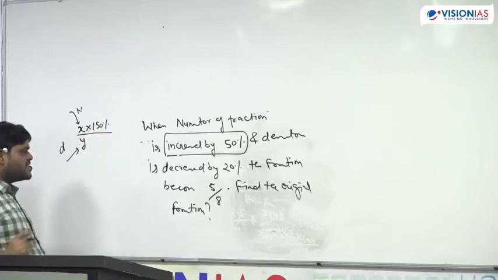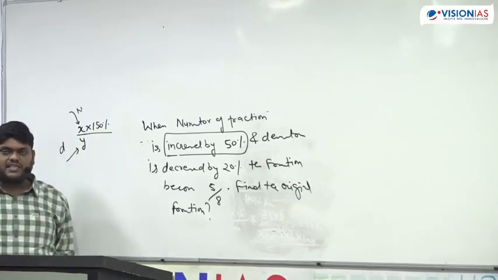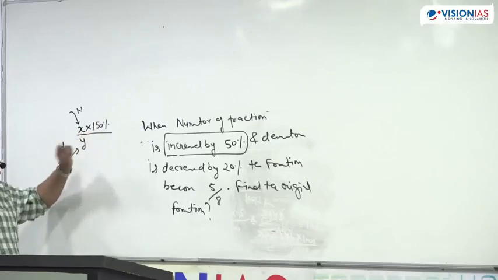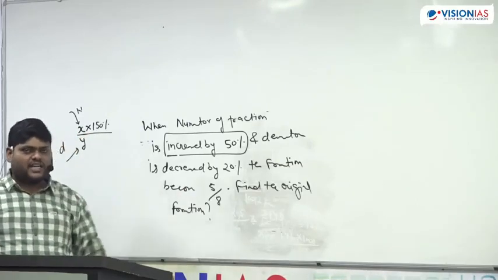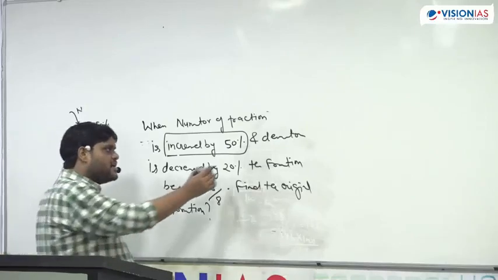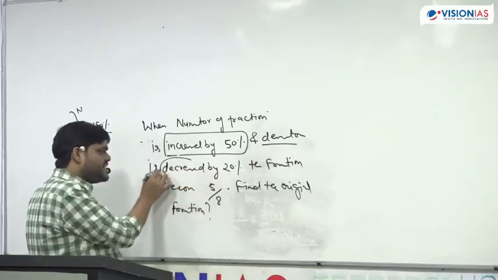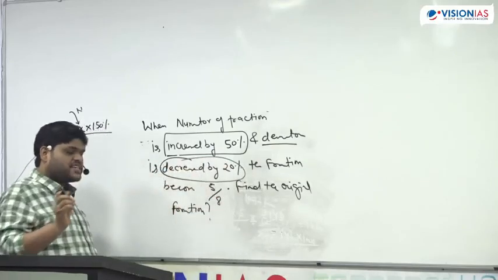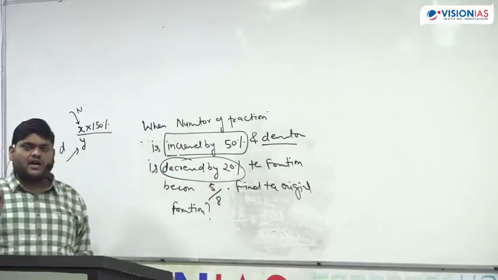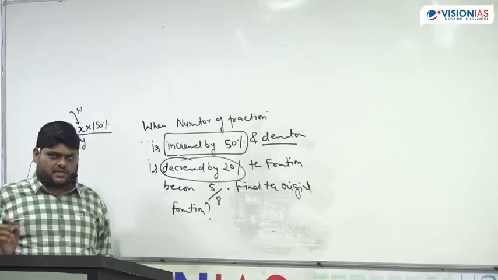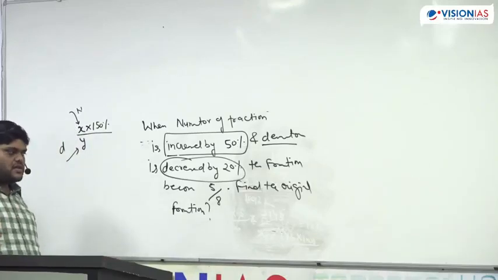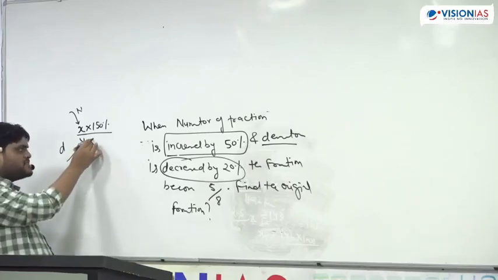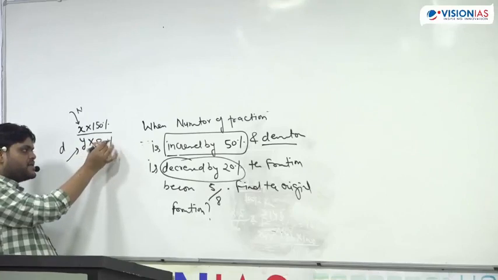Yesterday we have done this. So the numerator becomes 150% and the denominator is decreased by 20%. Now see here, when the denominator is decreased, decrease means subtraction. How much subtraction? 20% subtraction. From where? From which number? From 100%. So that means now this becomes 80%.